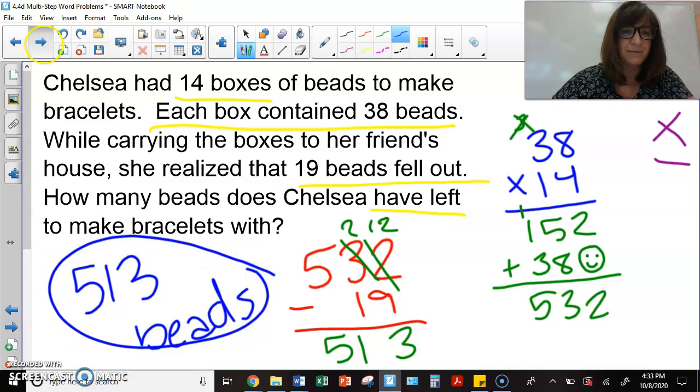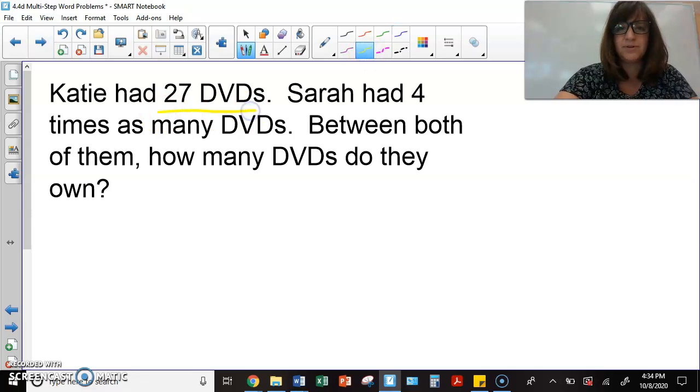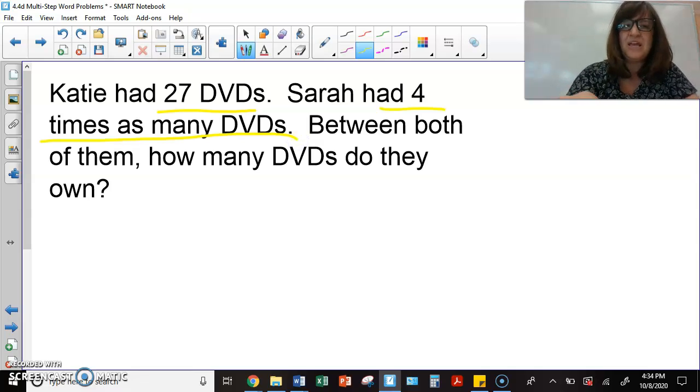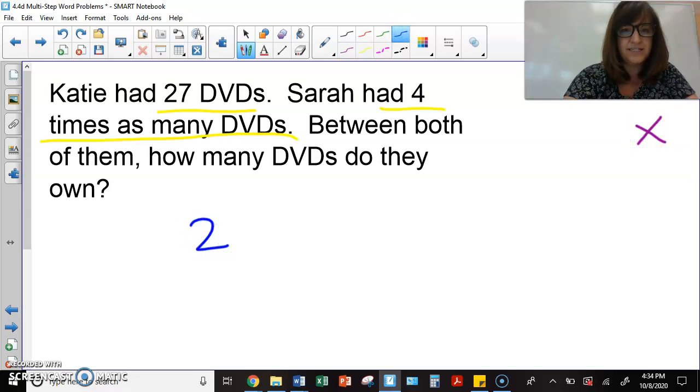Okay, next problem. Katie, she has 27 DVDs. Sarah has 4 times as many DVDs. Between both of them, how many DVDs do they own? I only see 2 numbers here. Sometimes when we see 2 numbers, we think there's only one thing we need to do, but that's not the case here. So she has 27 DVDs. Sarah has 4 times as many DVDs. Times as many means I'm going to multiply. So I have 27 times 4.